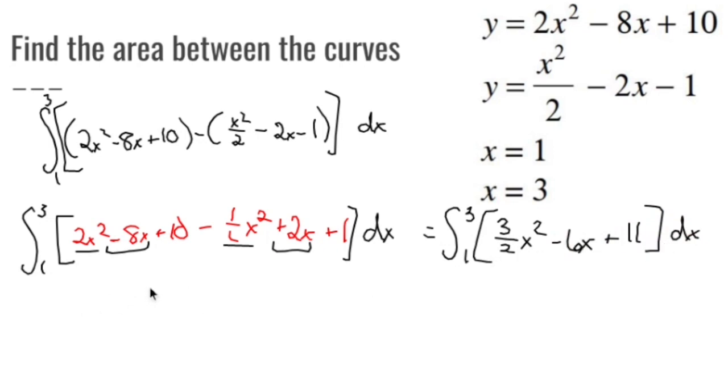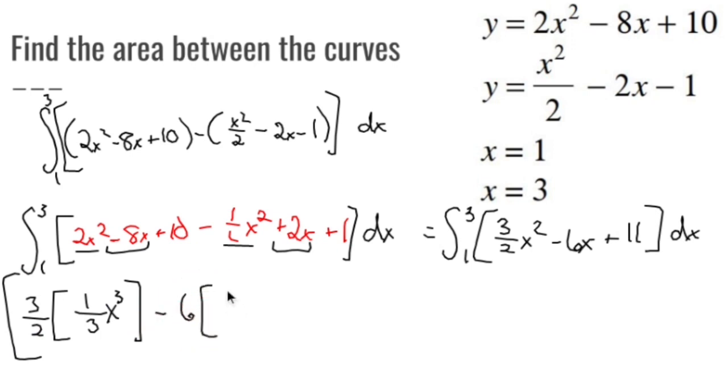Okay, so let's take the integral of each one. I get 3/2 times 1 over 2 plus 1, which is 3. How nice. X to the 2 plus 1, which is 3. Okay, let me put huge brackets here. Minus 6, 1 over 1 plus 1, which is 2. X to the 1 plus 1, which is 2. Plus 11, and you just attach an x.